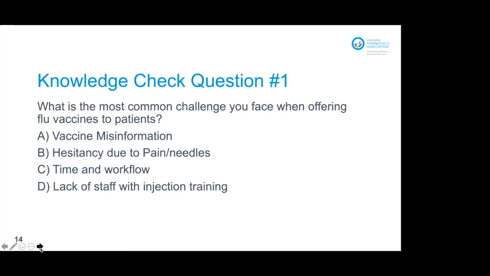Perfect. Just as a quick update, vaccine misinformation is still coming in close to 70%. And then the next one up would be time and workflow, at about 24% right now. I think probably most people have voted, so maybe we'll close the poll. So it seems like vaccine misinformation is the lead when it comes to the challenges we have when offering the flu vaccine.